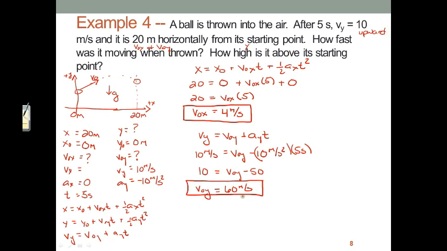Lastly, I want to find how high it is above its starting point, so that's a question of y. So I have to use the middle equation. Y naught we set to 0. V naught y we just calculated to be 60. We're going to multiply that by 5. And a sub y is 10.